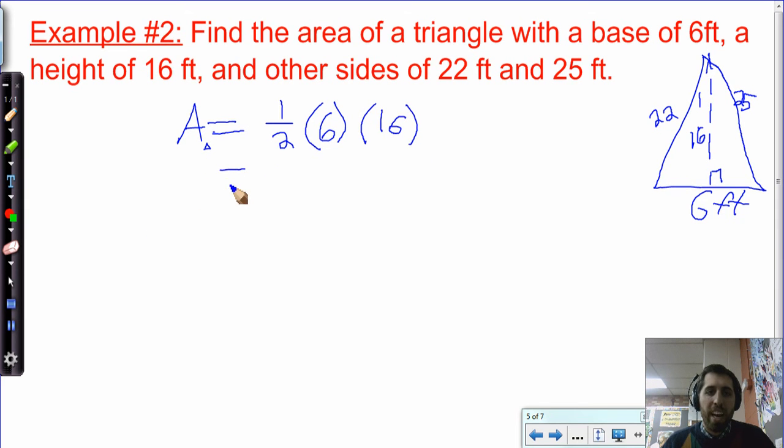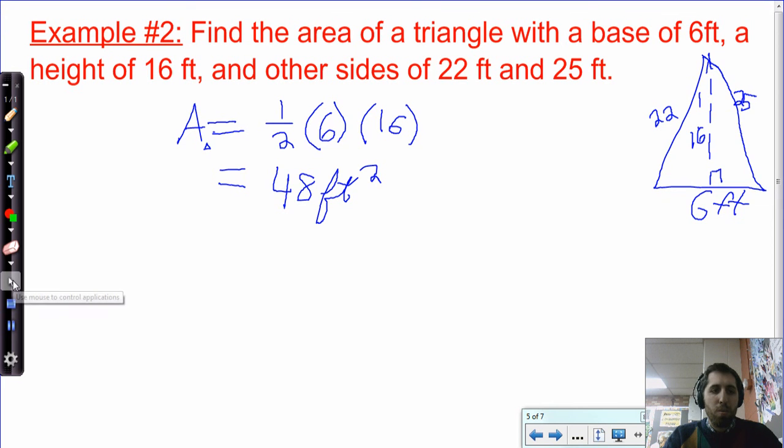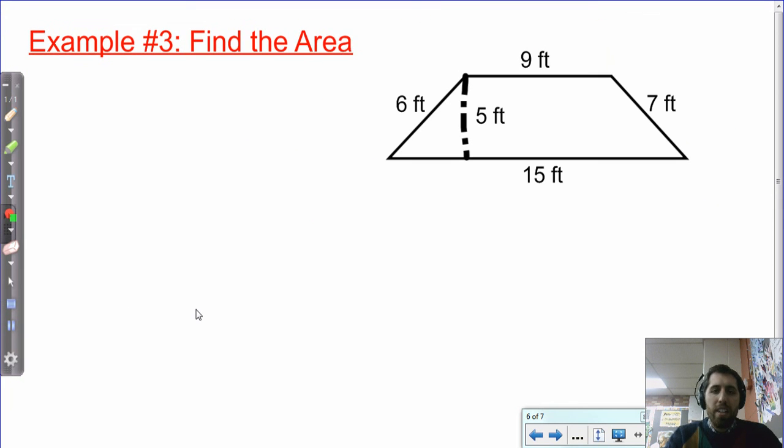I'll multiply by 1/2 first because that's easy to do. Half of 16, let's do that. And this is the commutative property of multiplication. Half of 16 is 8, and 8 times 6 is 48. So this is going to be 48 feet squared, or square feet. So if you wanted to draw the picture, that's fine. If you want to just memorize those formulas, you got to have them memorized and just plug in. That works as well. Let's do one more together.